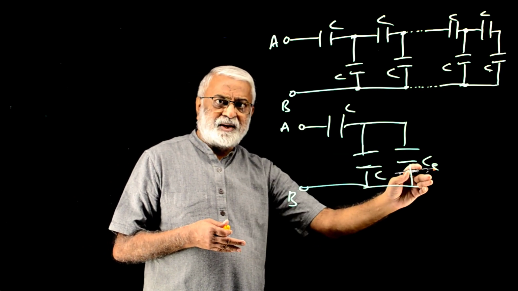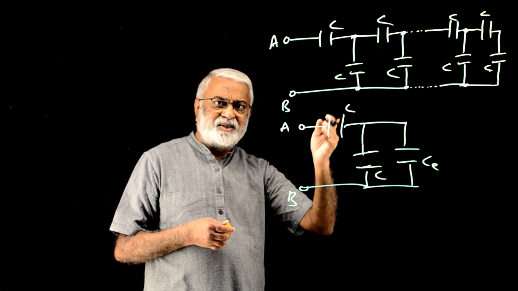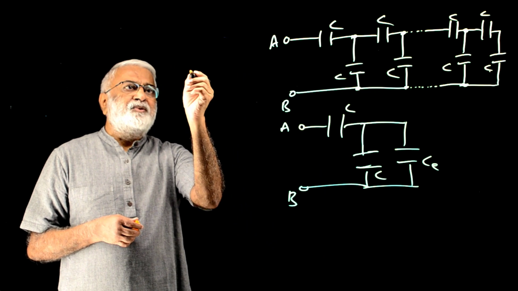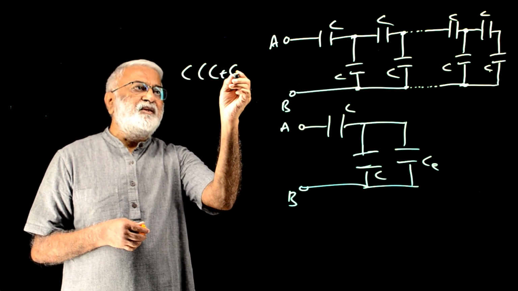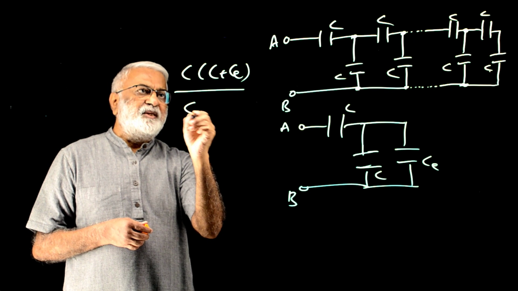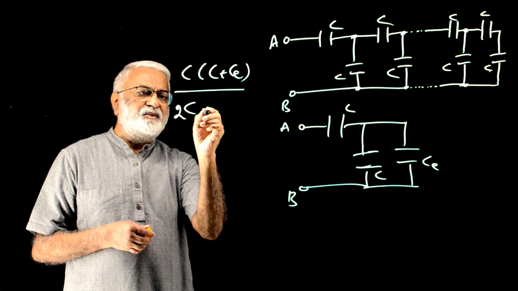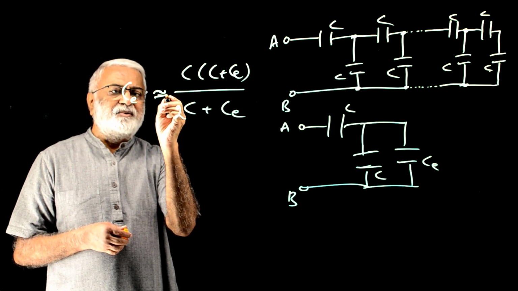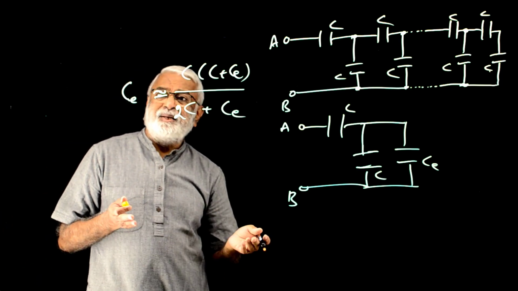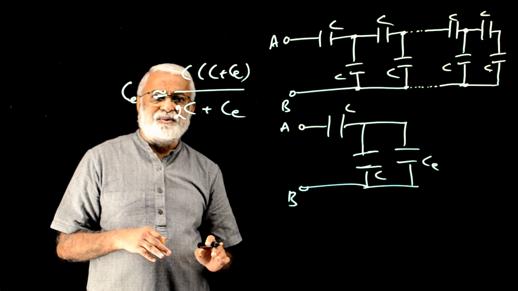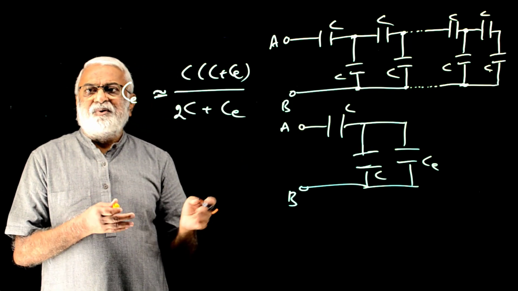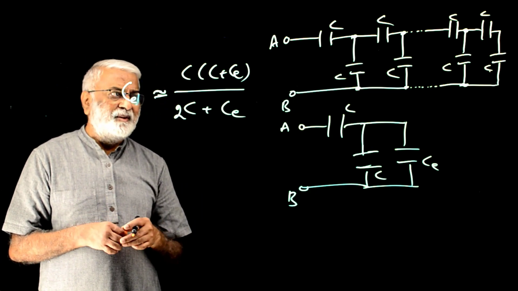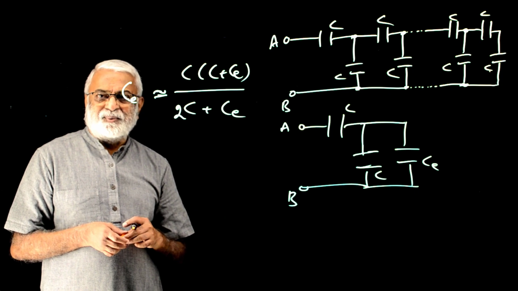C and C are in parallel, that's C plus C, that is in series with C. So the equivalent capacitance comes to C into C plus C by C plus C plus C, so 2C plus C, and this is nearly equal to CE. So nearly equal to, that we'll take it as equal. So you get a quadratic here which you can solve to find CE. It's a non-standard problem, but fun to work with.